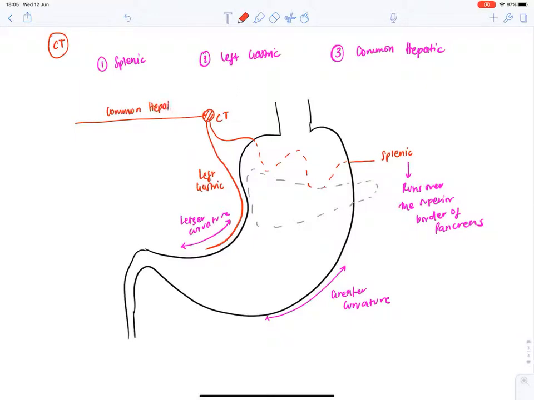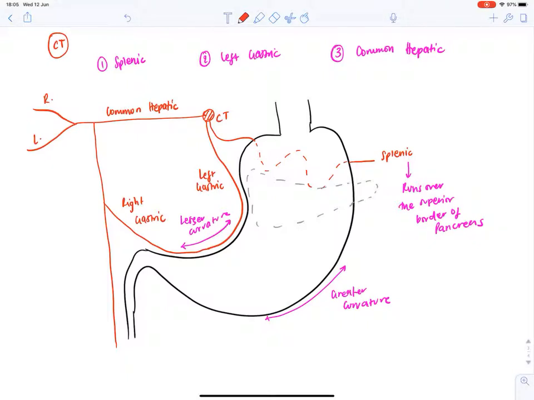And then finally we have the last branch that comes off the celiac trunk, which is your common hepatic artery. Hepatic means liver, so this artery obviously supplies the liver, and it has two branches: a right branch and a left branch. So the right hepatic artery and the left hepatic artery. From the common hepatic, we have a branch that descends down like so, and from that we have a branch that supplies the right side of the lesser curvature, and that is known as your right gastric artery.